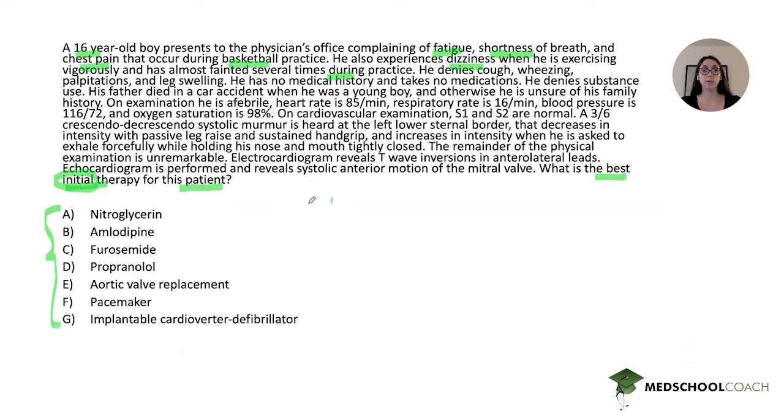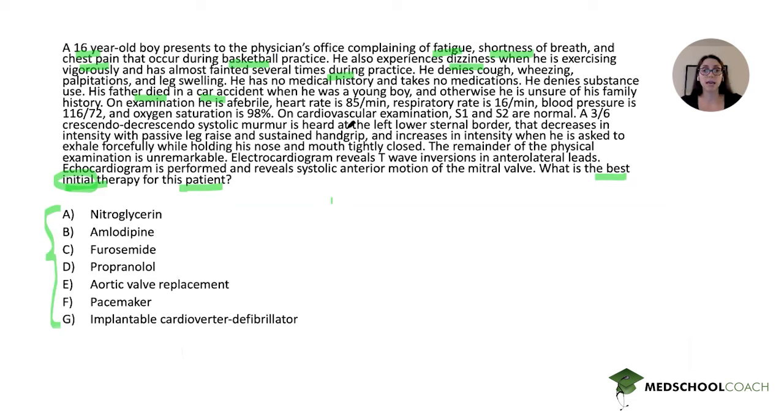He denies cough, wheezing, palpitations, and leg swelling. He has no medical history and takes no medications. He denies substance use. His father died in a car accident when he was a young boy, and otherwise he is unsure of his family history. So summarizing the pertinent history here, this patient is presenting with exertional symptoms, including fatigue, shortness of breath, and chest pain, as well as pre-syncope, especially during exercise, with no other findings on review of systems, and family history that is kind of a big question mark because we don't know exactly what happened here with this car accident. We'll talk more about that.